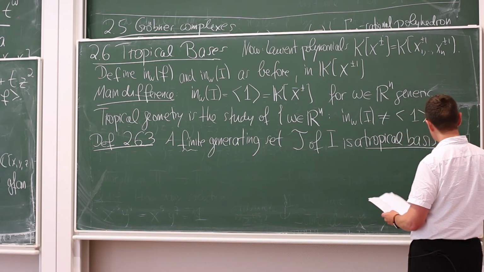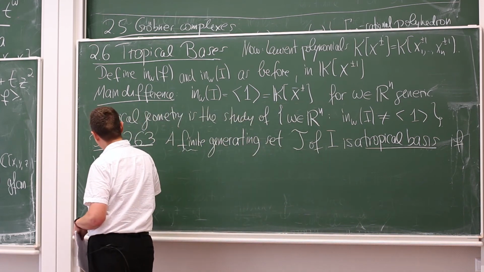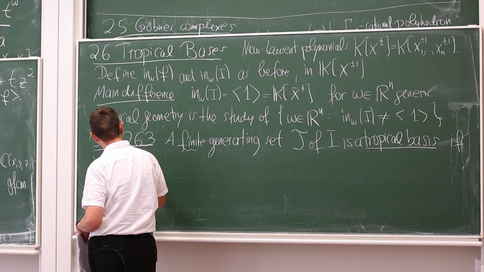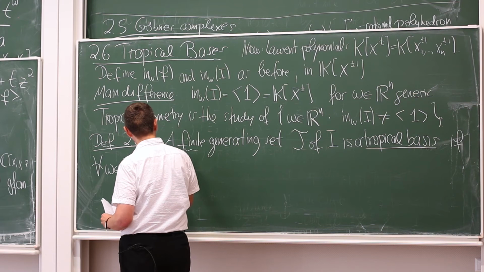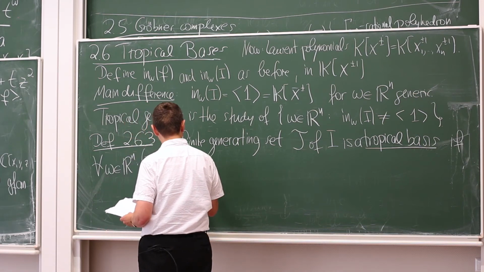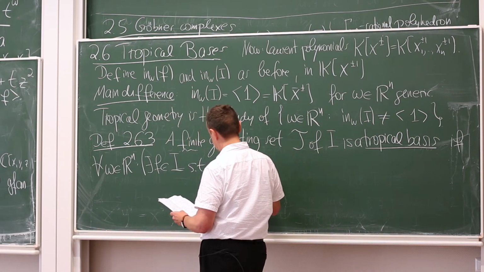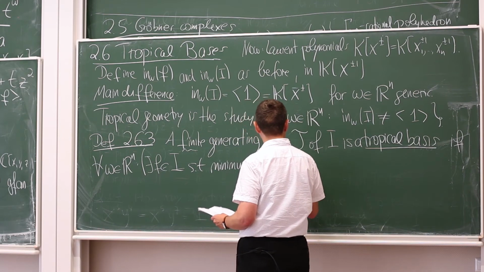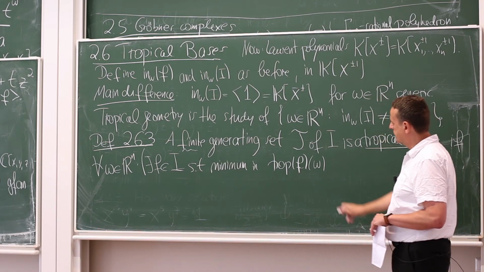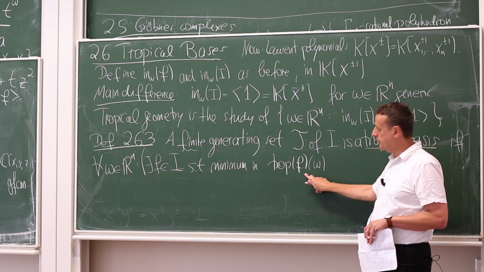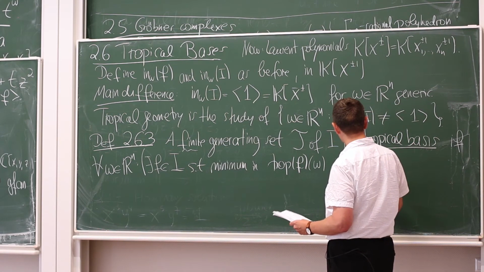Is a tropical basis if the following condition holds. For every vector W in R^n, suppose there exists a polynomial f, an element of the ideal, such that the minimum in the evaluation of its tropicalization at W is attained uniquely. So if we look at the corresponding tropical polynomial and evaluate at W, that's a minimum of a bunch of things. If this minimum is unique, that's a condition.